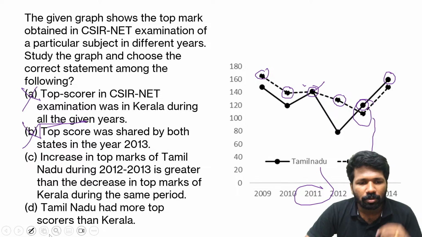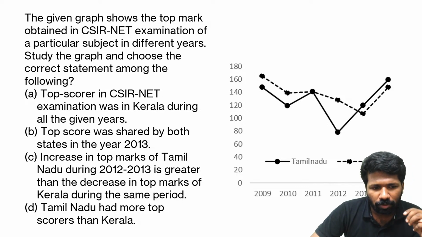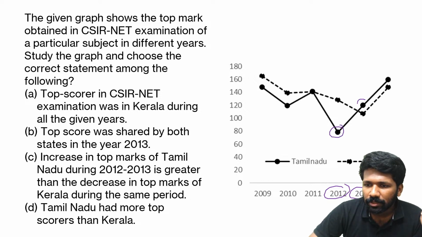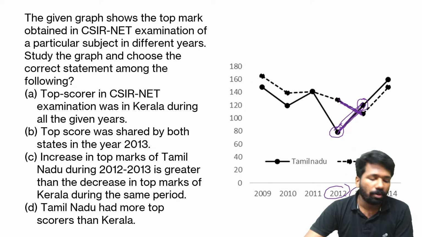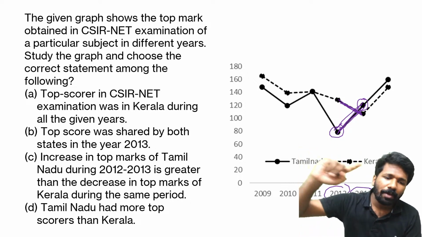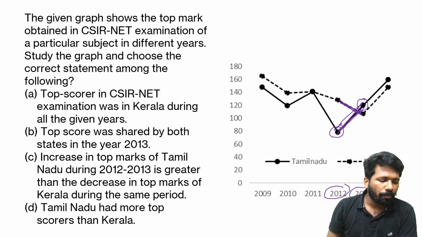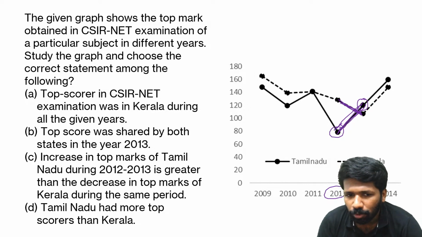Third option: the increase in top marks of Tamil Nadu during 2012-13 is greater than the decrease in top marks of Kerala during the same period. In 2012-13, you can see in Tamil Nadu this is the increase. That increase is greater than the decrease of Kerala in that period. Clearly the slope of this graph is higher compared to the negative slope of this region. Higher the slope, higher the increase. Lower the slope, lower the increase. And for negative slope also, higher the negative slope, higher the decrease. Lower the negative slope, lower the decrease.